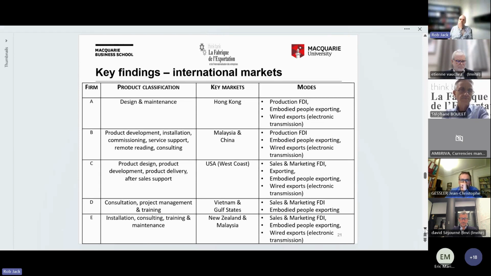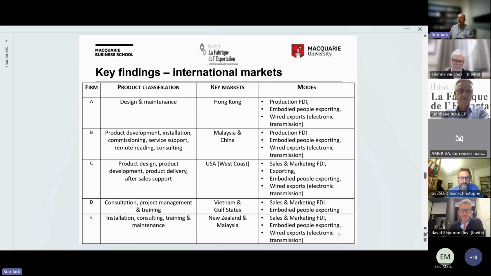Okay, so you can see here firstly that you're not getting a huge abundance of markets. Most of the firms are in Hong Kong, Malaysia, China, the West Coast of the USA, that's mainly California, Vietnam and the Gulf states, New Zealand and Malaysia. Not huge, but these are small firms. They're not large players. So their ability to internationalize quickly is limited, but their ability to internationalize with this product complexity that they have is also limited at this stage of their development.